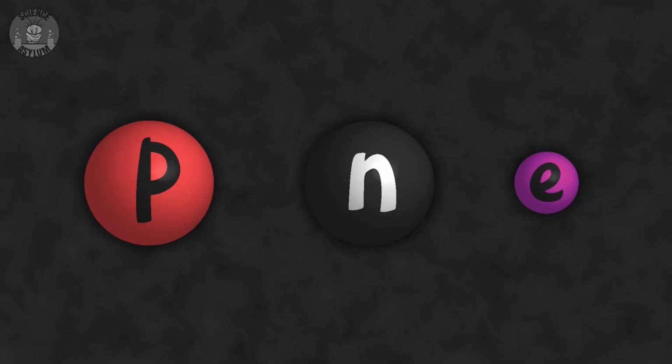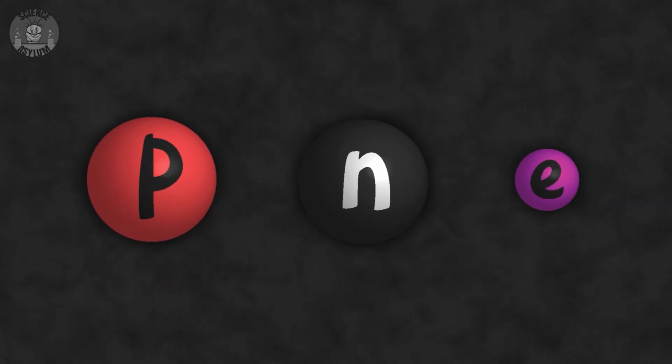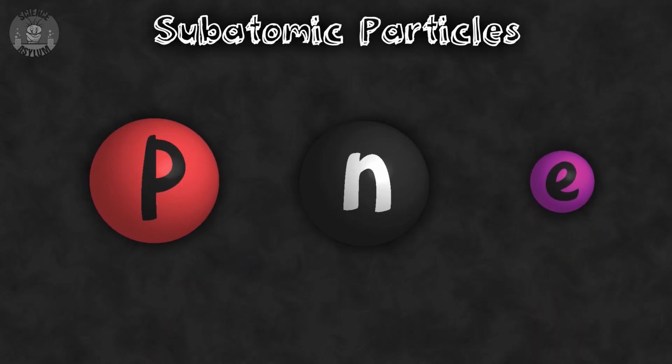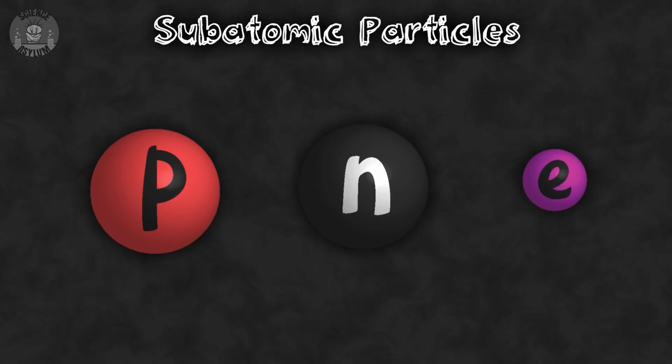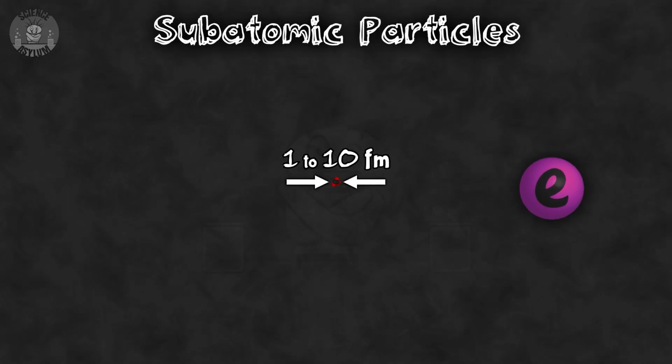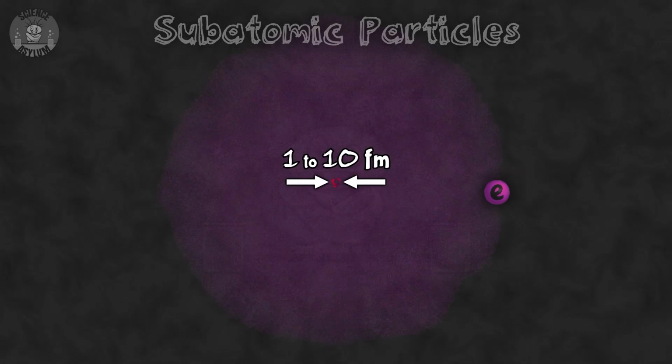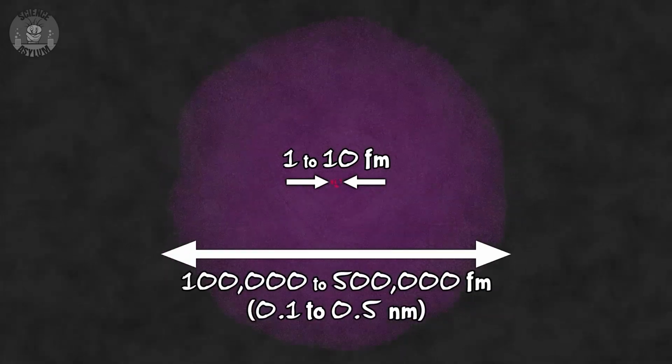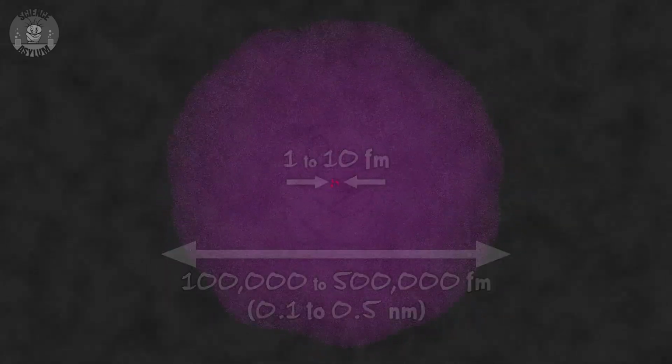I think it's pretty common knowledge at this point that atoms are made of three things: protons, neutrons, and electrons. They're called subatomic particles, for obvious reasons. Based on experiment, we know the heavy protons and neutrons are packed into a tiny nucleus, and the electrons fill a volume 100,000 times larger. The complete collection is what we call an atom.